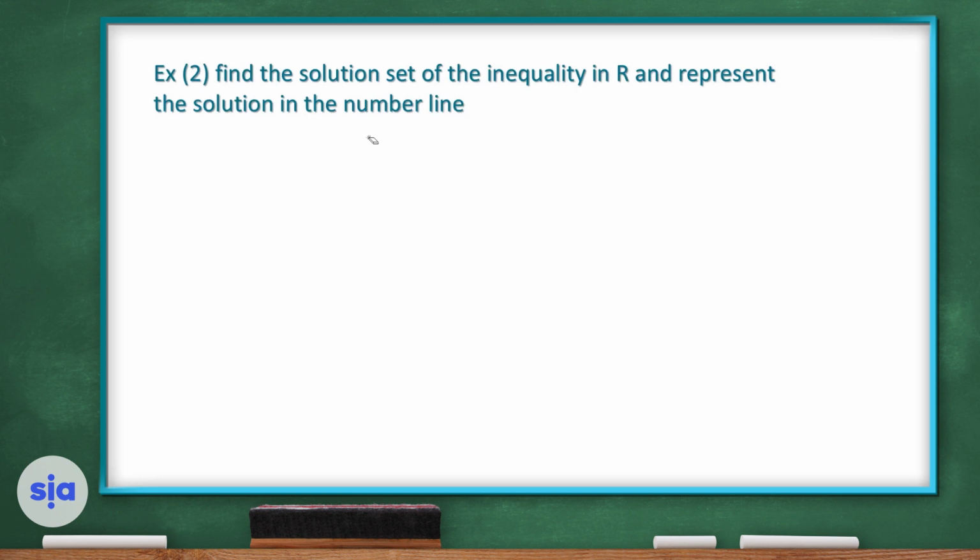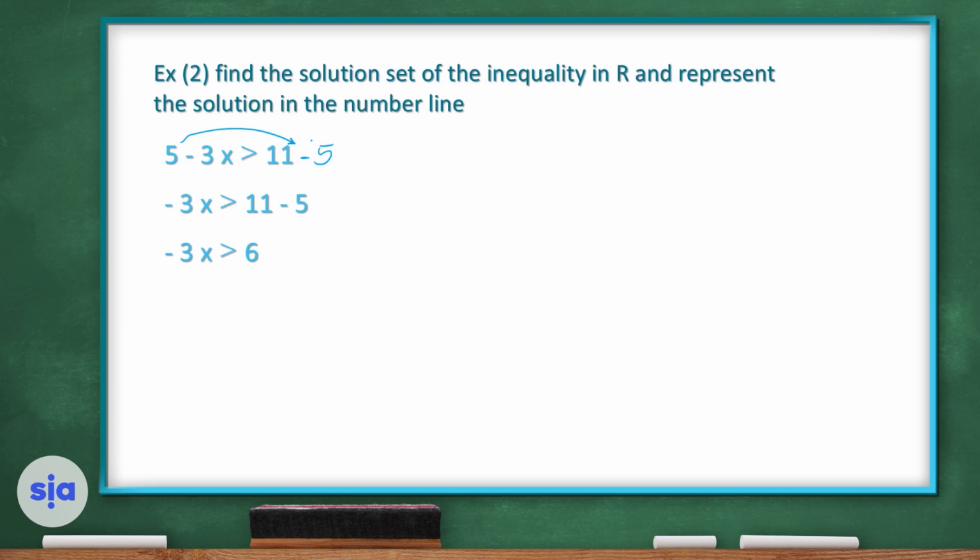Exercise 2. Find the solution set of the inequality in R and represent the solution in the number line. 5 minus 3x is greater than 11. So the first thing we do is that we move the 5 to the other side with a minus, so it will be negative 3x is greater than 11 minus 5. So negative 3x is greater than 6.